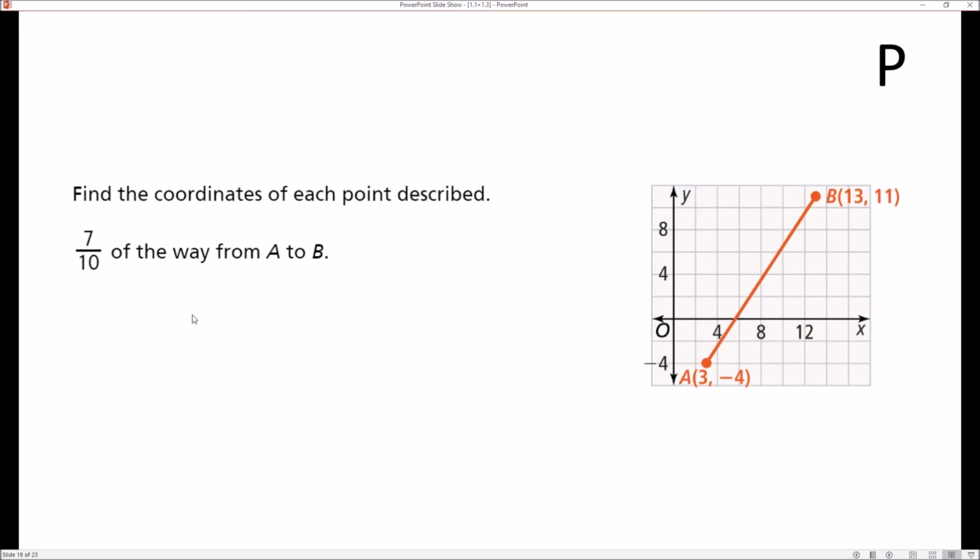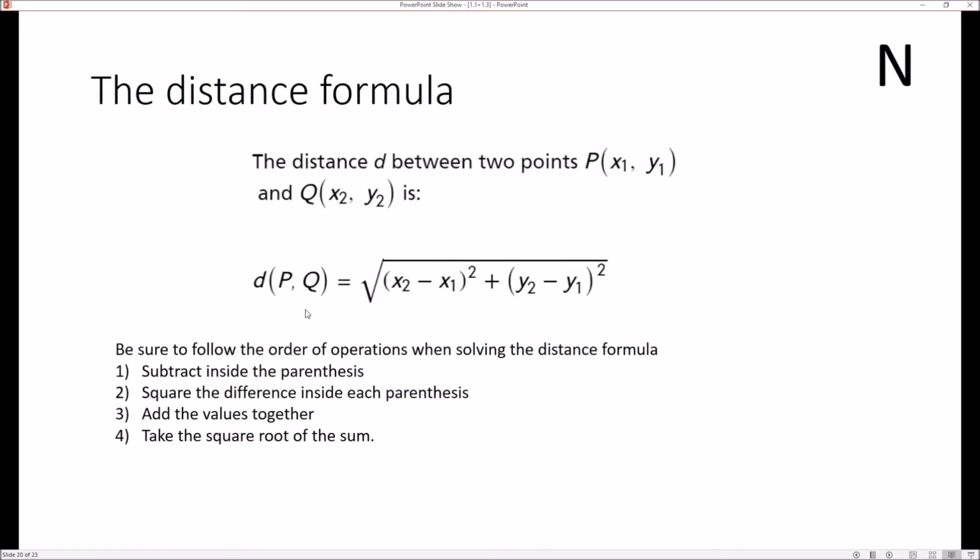All right, now we're going to look at the distance formula.